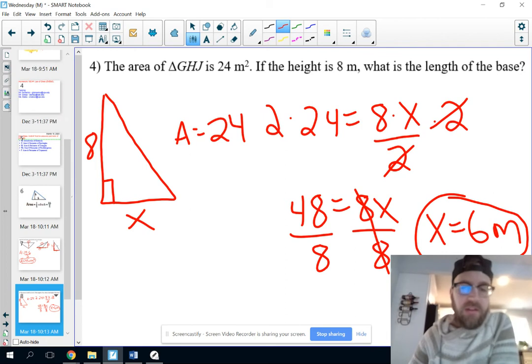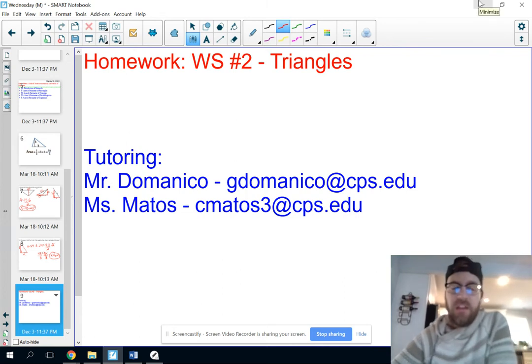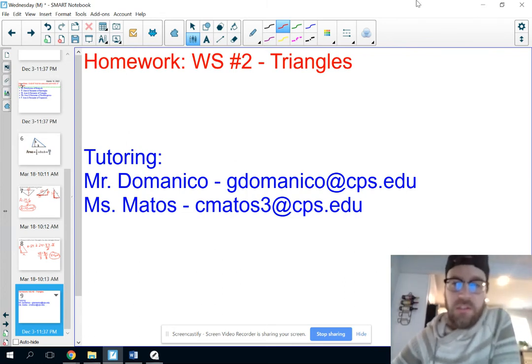You got a couple other word problems, challenge problems on the bottom there. Your homework is that entire worksheet, worksheet number 2. You can email me with questions, send me a message on Remind. Third and fourth periods, you can also send an email or Remind message to Miss Matos. She's available to help as well.